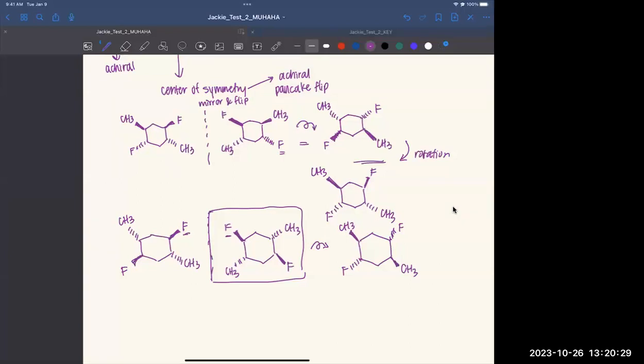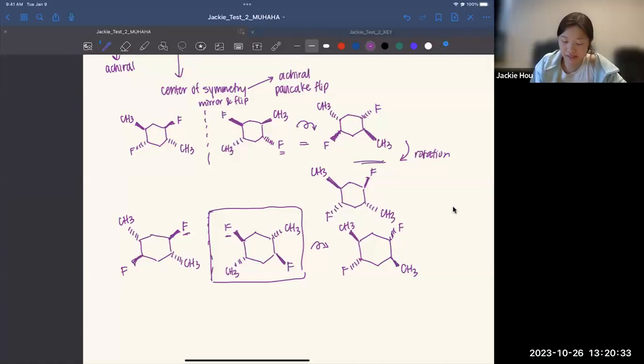So it doesn't matter what plane the pancake flip is done in, horizontal or vertical. Yeah, because the only reason why you want a pancake flip is to tell whether or not your mirror image is the same thing as your original compound. So you can also use rotation as well. And if it's the same as your compound, then you know it's achiral.